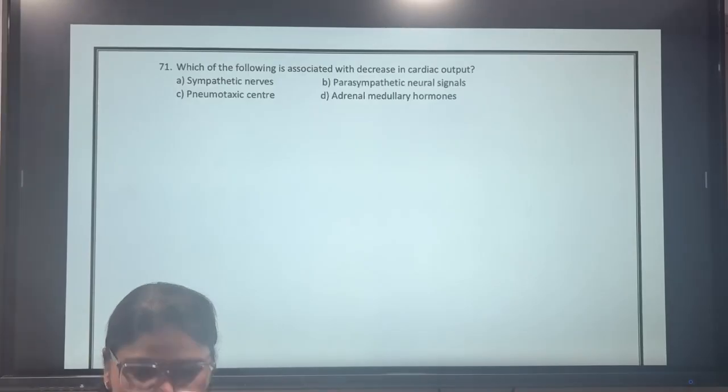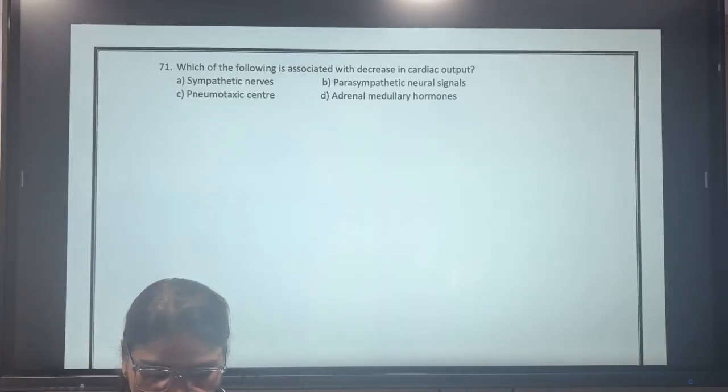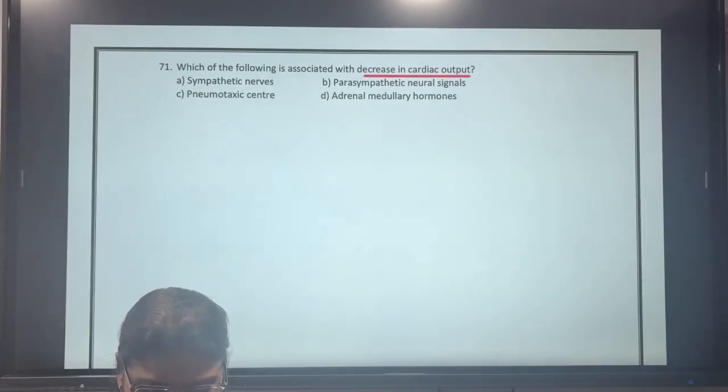Children, going to the 71st question. The question says, which of the following is associated with decrease in cardiac output? A, sympathetic nerves. B, parasympathetic neural signals. C, pneumotaxic center. D, adrenal medullary hormones.